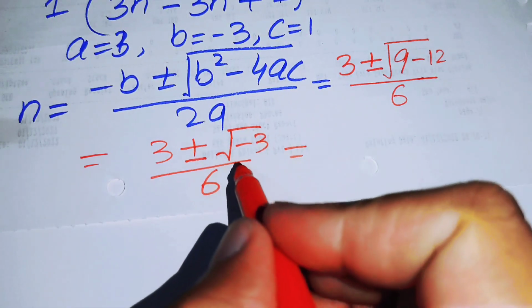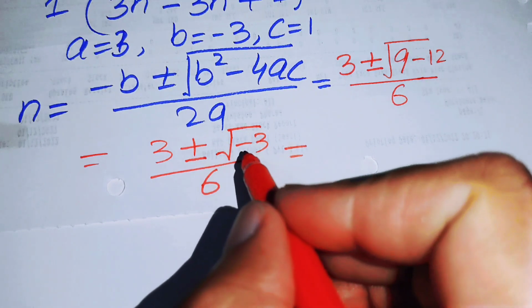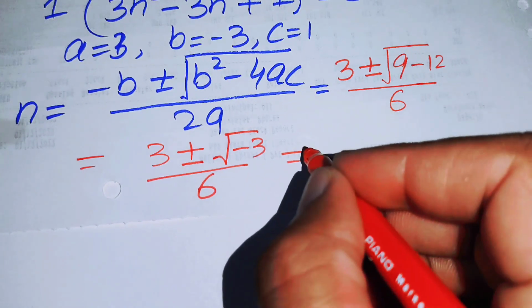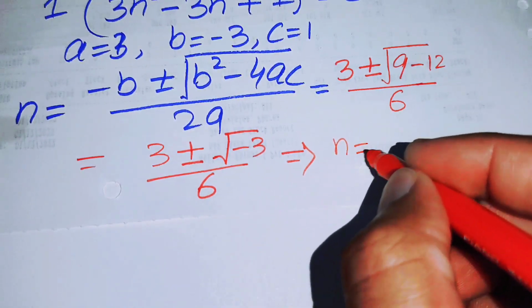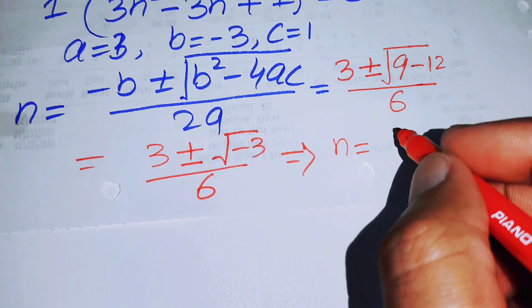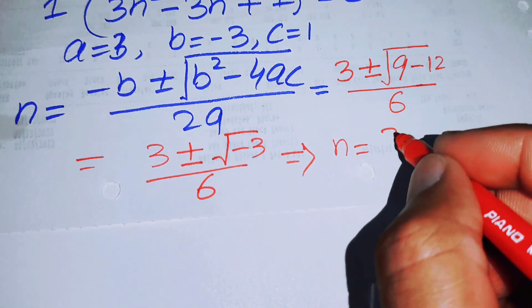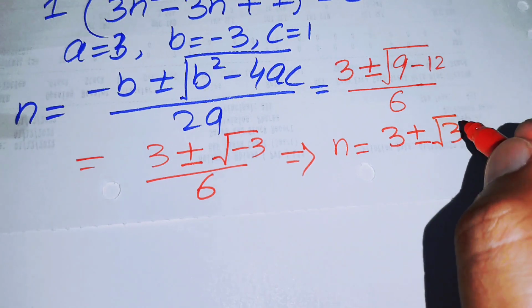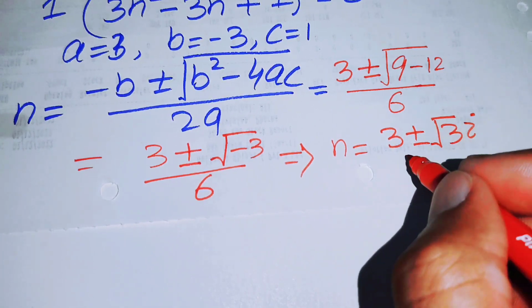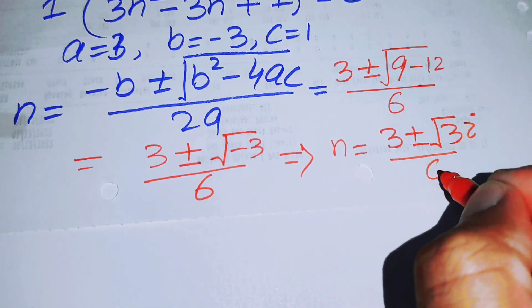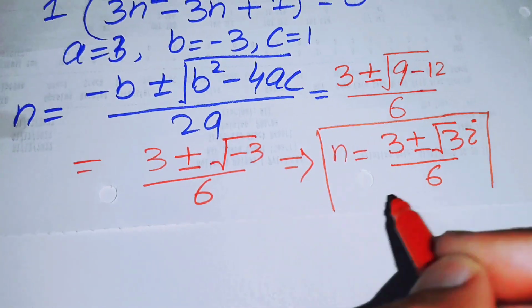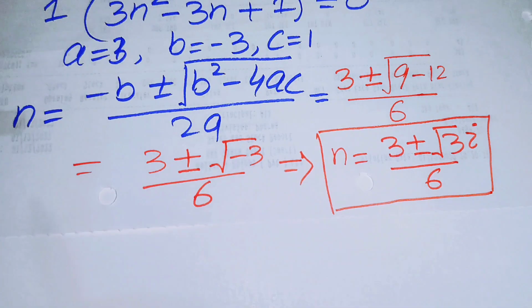So here you know that when a minus appears under the square root sign, the square root will be equal to iota. So here you get the two roots of the equation: x equals 3 plus or minus square root of 3 iota over 6. So these are the two roots of the given equation.